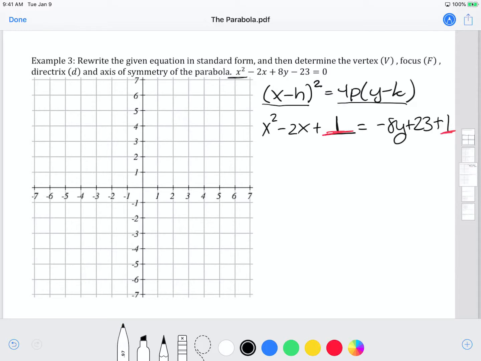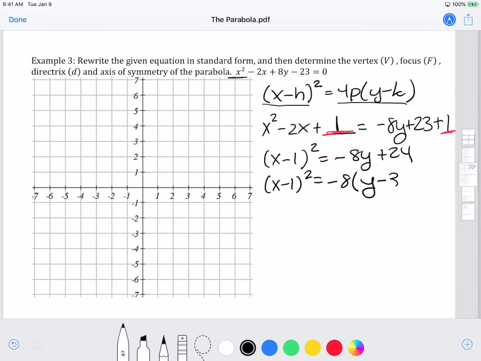Now I'm going to factor this. x squared minus 2x plus 1 can be factored as (x minus 1) times (x minus 1), which we can write as (x minus 1) squared. And then on the right-hand side, we have negative 8y plus 24. Now we still have to factor the right-hand side so we can identify what our 4p would be. So I'm going to factor out the negative 8, and I'm left with (y minus 3). So now it's in standard form.